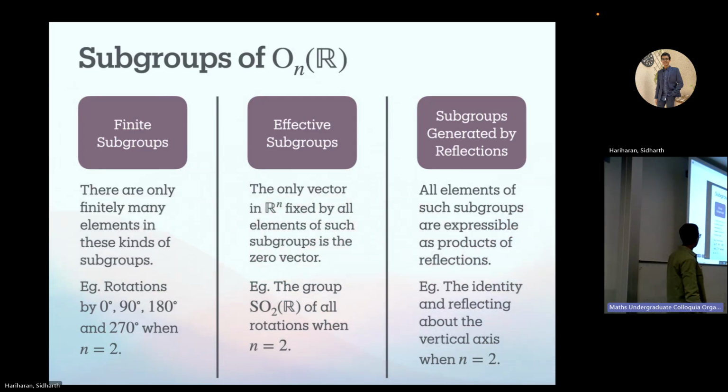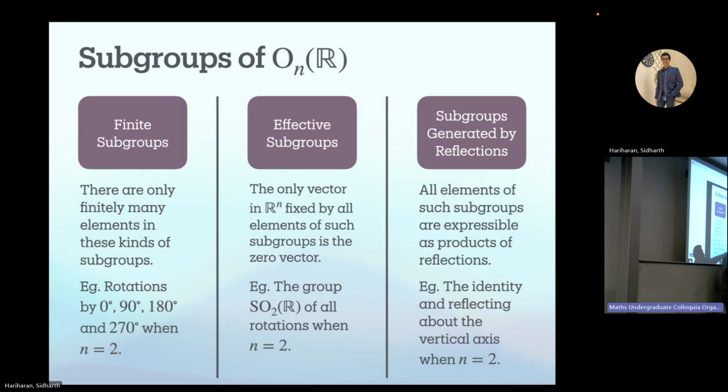Interestingly, some of these examples are examples of other things as well, right? So this guy is both finite and effective, right? But it's not generated by reflections because there are no reflections living in here. Everything in here is a rotation. They're all of determinant 1. A reflection is something of determinant -1. This does not have it. So this is not generated by reflections.